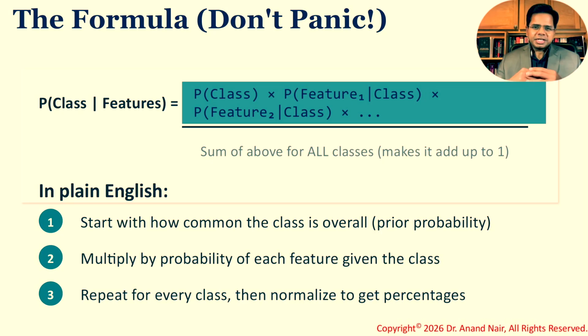We're assuming we can just multiply them without worrying about correlations. Step 3. Do the same calculation for every possible class. Then normalize everything so the probabilities add up to 1. Whoever has the highest number wins.